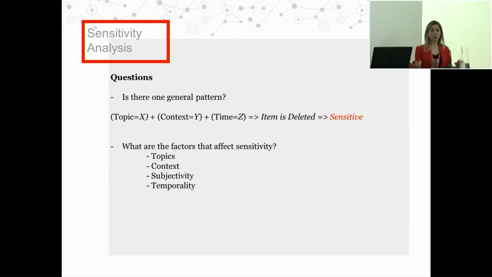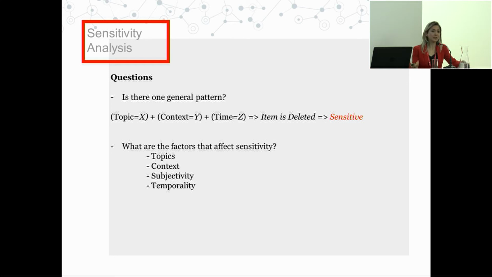So as I said, we are interested in analyzing sensitivity to start with. And we were after trying to understand if there's one particular pattern that could explain the deletion management pattern of all these users and of all these data queries. So we were hoping to find actually some formula like if topic is X and context is Y and time is Z, then we could tell with a certain accuracy if this item is sensitive or not.